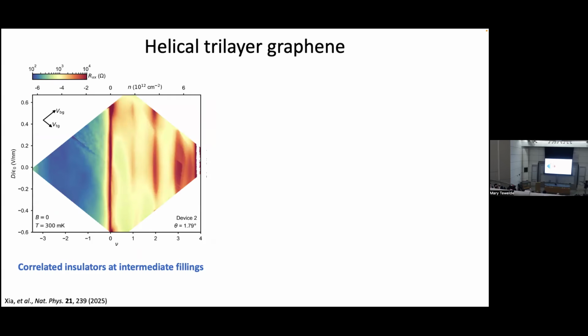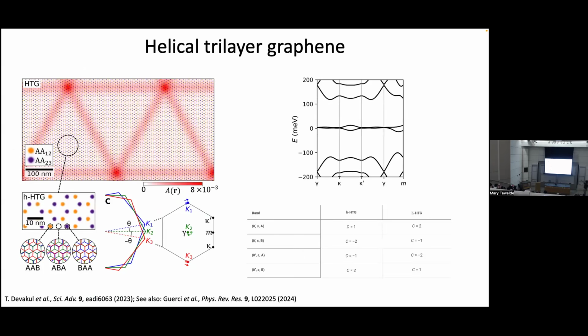So this is a transport measurement here, shown as a function of filling factor. That is how many electrons or holes are occupying each moiré unit cell. So this is the moiré wavelength, the 10 nanometer wavelength, as a function of applied electric field across this trilayer system for a device that has equal twist angles of about 1.8 degrees. It turns out this is the magic angle criterion for helical trilayer graphene. And indeed, there is a band gap here when you fully fill with 4 electrons. So that just corresponds to this big band gap here.